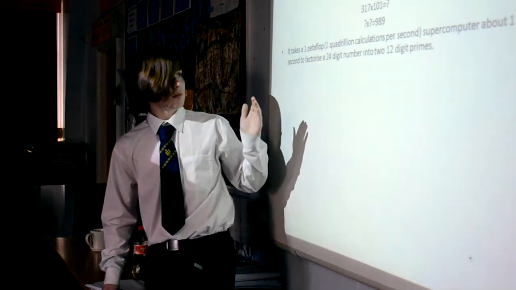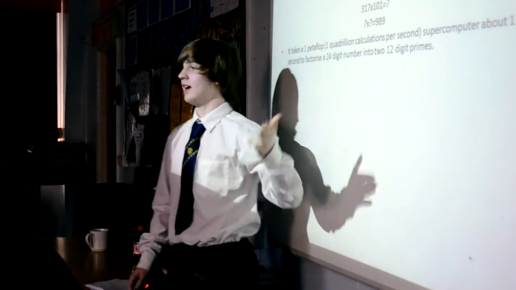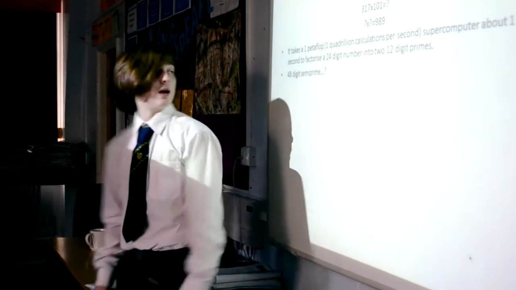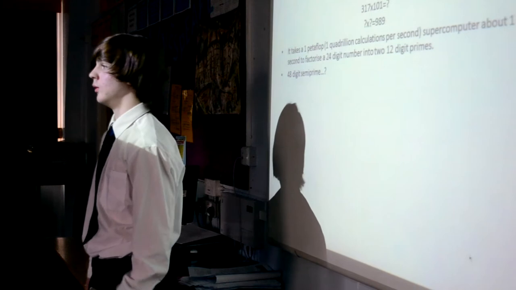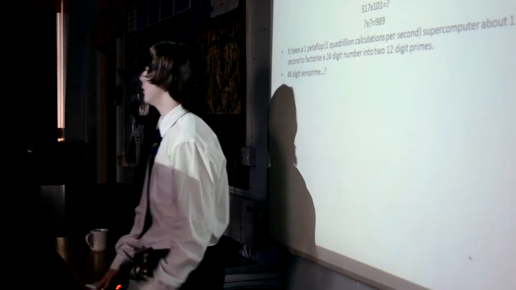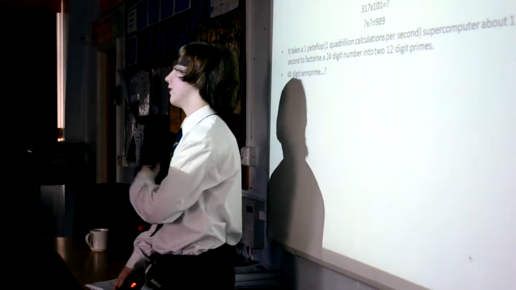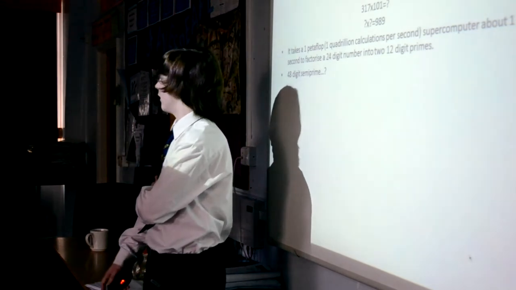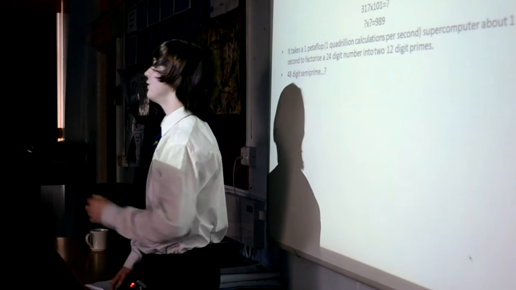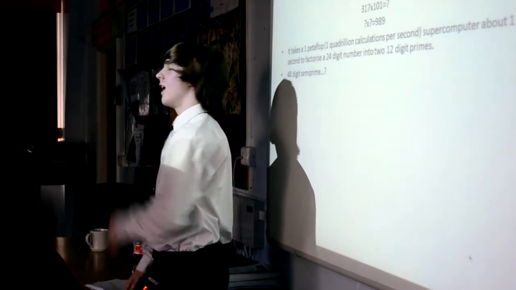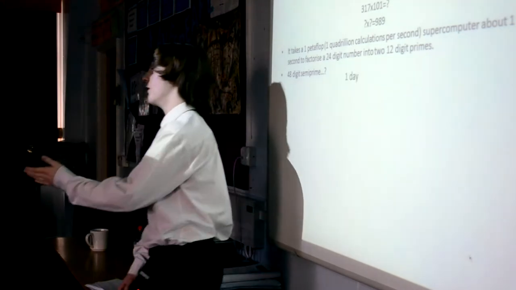So if we double the size of the problem, so we have a 48-digit semi-prime number, how long do you reckon that would take to factorise into its constituent prime factors? Just a random guess. 17.5 hours. It takes about a day, so you're quite close.